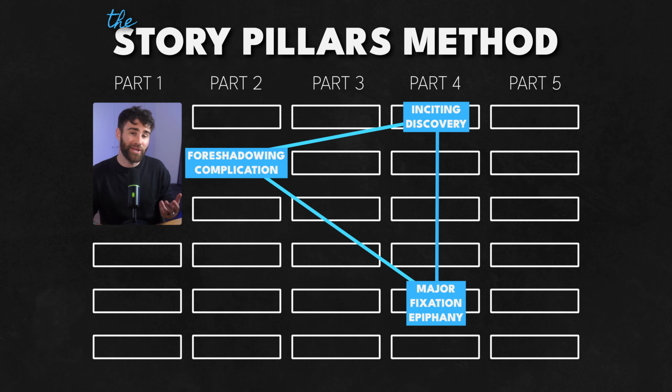So the foreshadowing complication plants the seed, the inciting discovery starts connecting the dots, and the major fixation epiphany delivers the full picture. And together, the major fixation triangle is the reason your reader never sees the true threat coming. But the moment they do, they realize that your story was building to it all along.